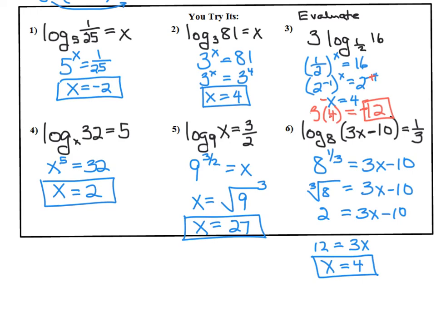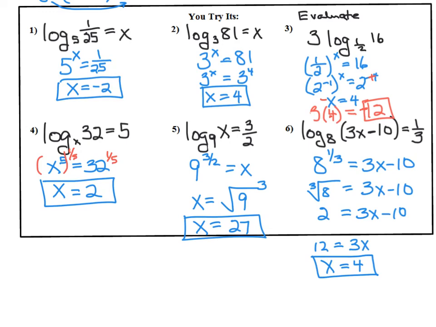For number 4, x to the 5th is equal to 32. So what number do we raise to the 5th power to get 32? That has to be 2. And again, we could have raised both sides to the reciprocal exponent of 1/5 and seen that we needed to do the 5th root of 32. For number 5, 9 to the 3/2 equals x. Well, 9 to the 3/2 means take the square root of 9 and cube it. So that gives me 27 for my answer.